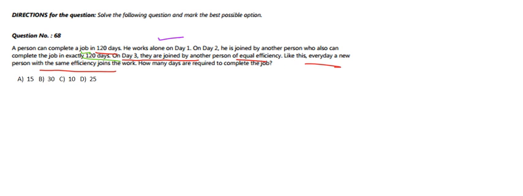So this seems quite complicated. What we need is how many days are required to complete the job. So we need to find the total number of days in which all these people can complete their job.